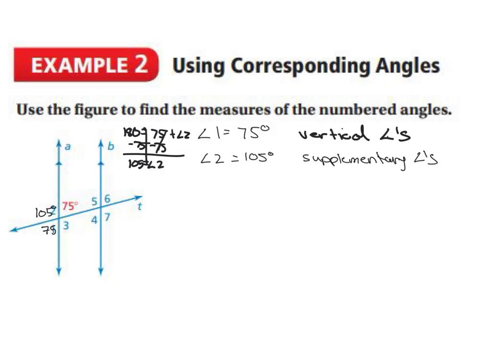And then we could find out angle 3 two different ways. We could do supplementary angles, but we could also just say vertical angles. Vertical is easier for me. So angle 3 is 105 degrees. And we can say those are vertical angles.